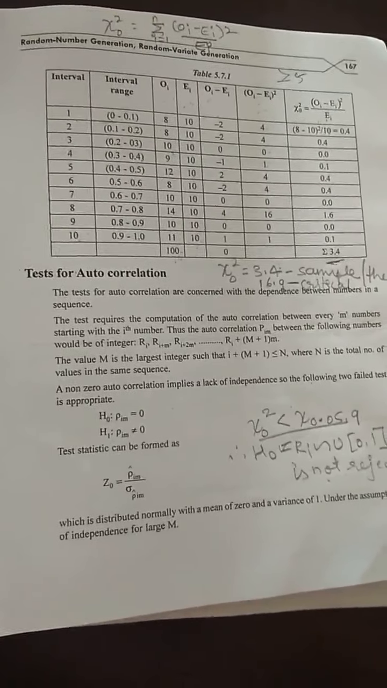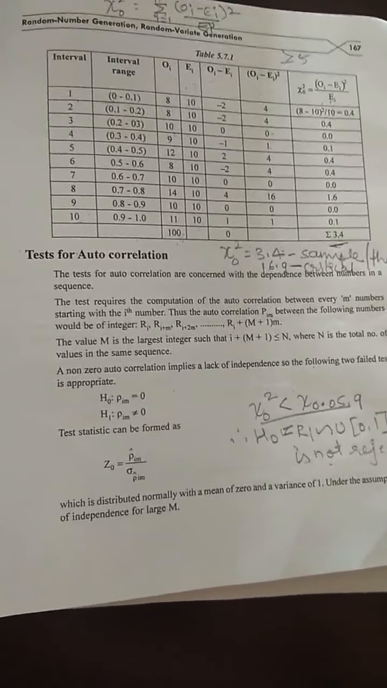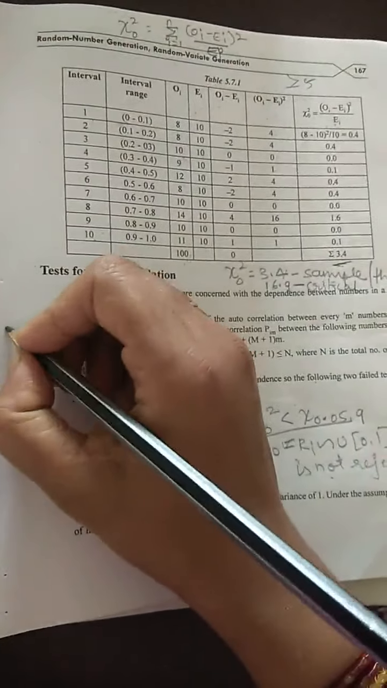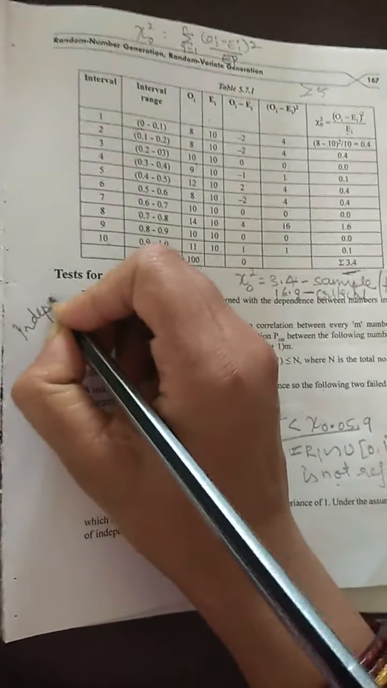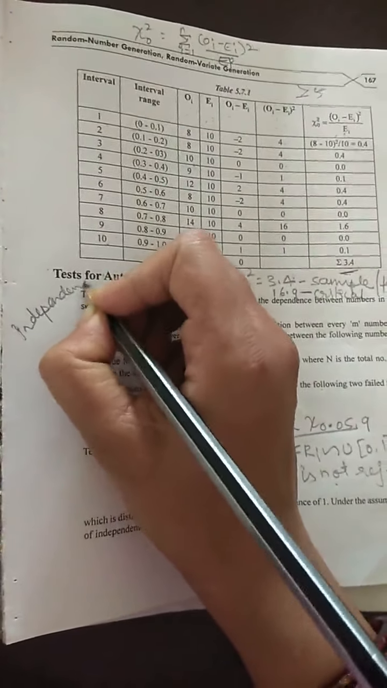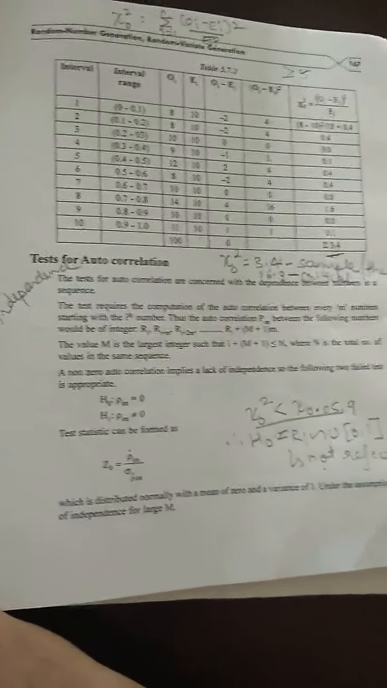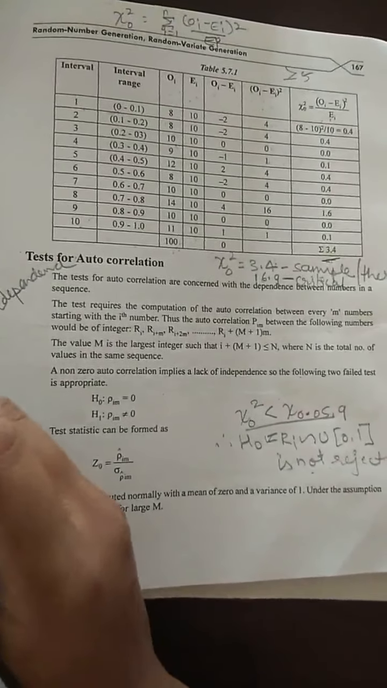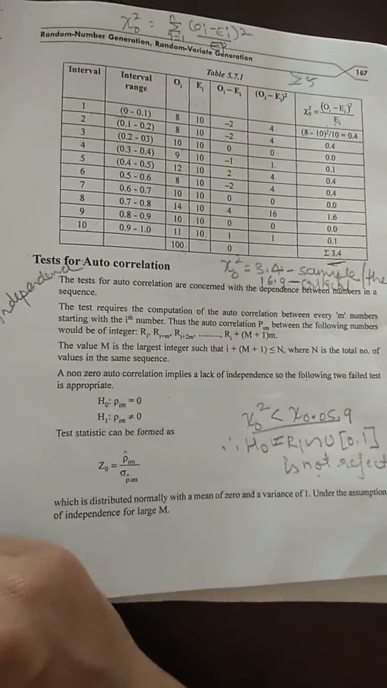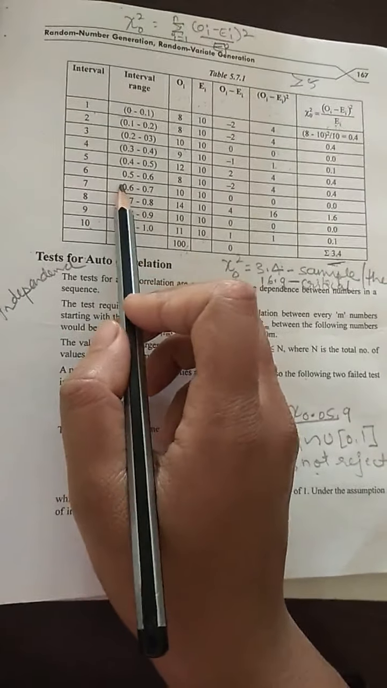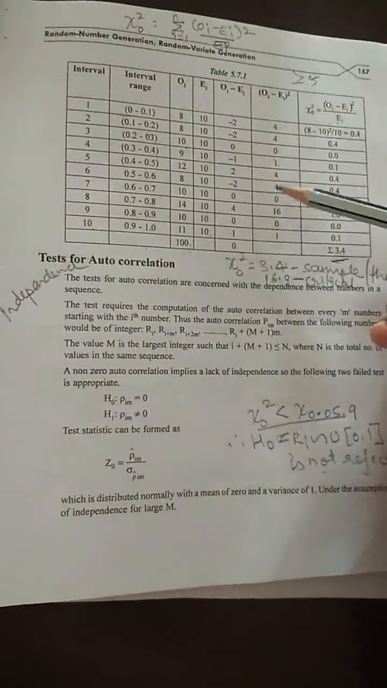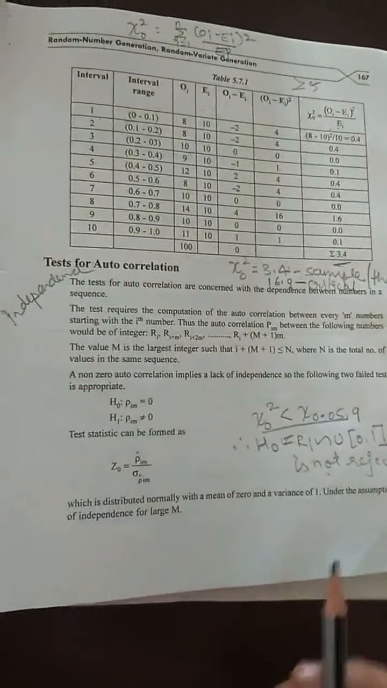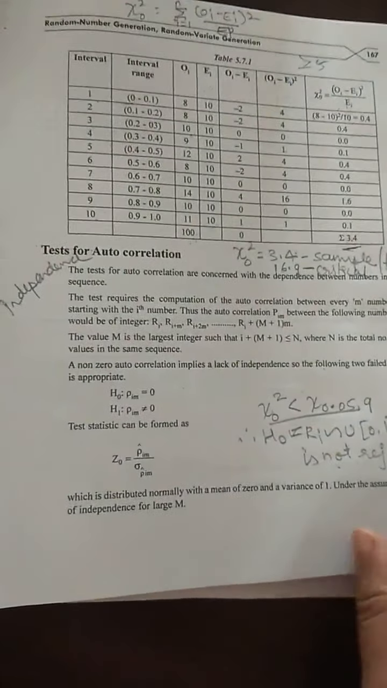Then the next test which we are going to see is the autocorrelation test. Autocorrelation test is for finding out the independence between the numbers. Two properties of random numbers are uniformity and independence. For uniformity we have already seen two tests now. One is the chi-square test and another is the KS test. Next we are going to see the autocorrelation test.